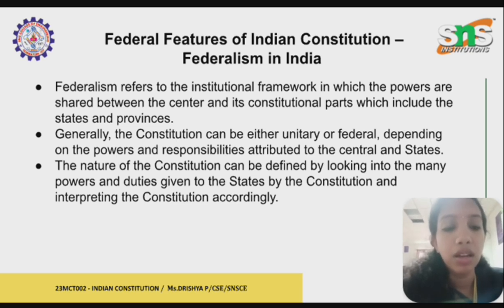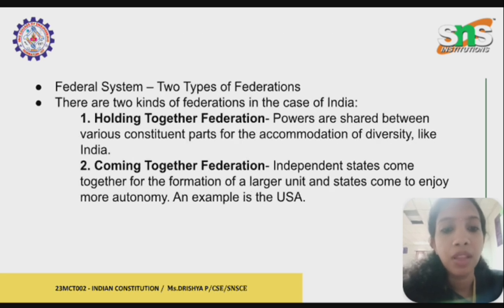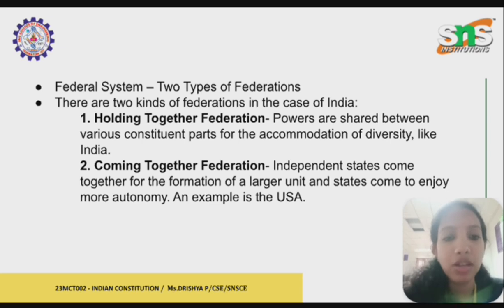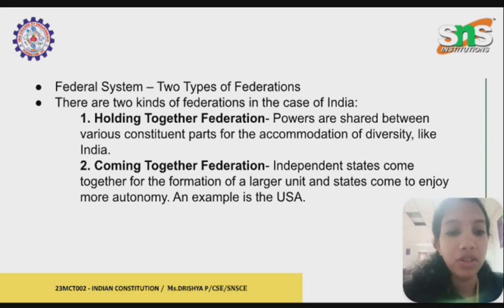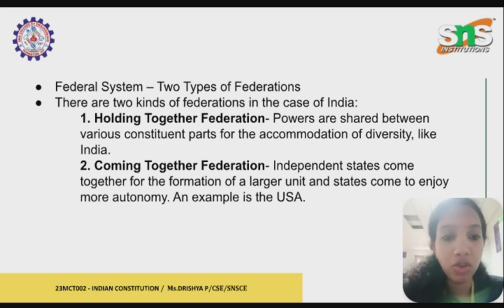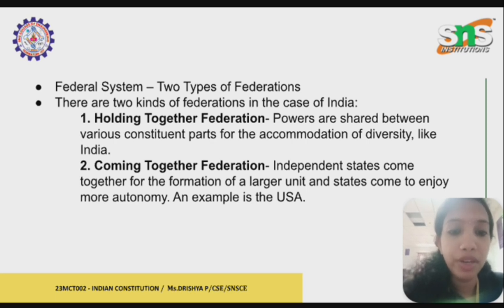In one way, a country is either unitary or federal. So India is a federal country. Federal systems are of two types. There are two kinds of federation in the case of India: holding together federation and coming together federation. The first one is holding together federation. Powers are shared between various constituent parts for the accommodation of diversity, like India. That is holding together federation.